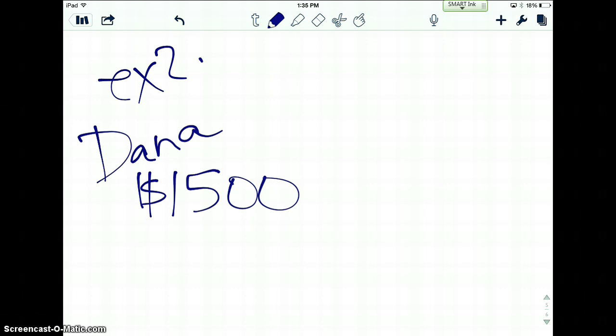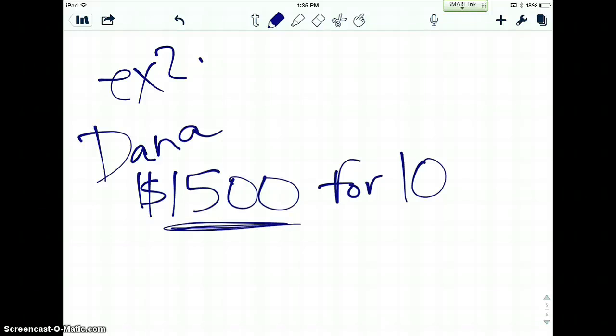She's going to go 10 years. And she's not going to take any withdrawals out of it. She's not going to take any money out of it. And she's not going to deposit anything into it. She's not going to add anything to this. So she's going to keep it at $1,500 for 10 years.